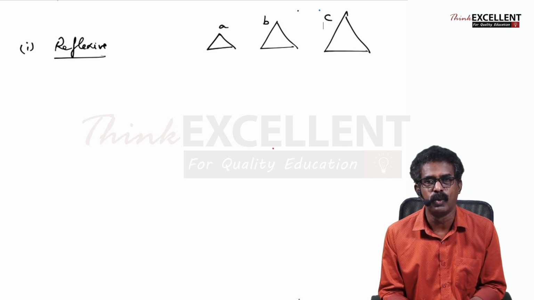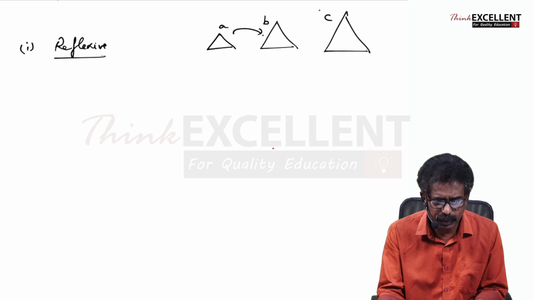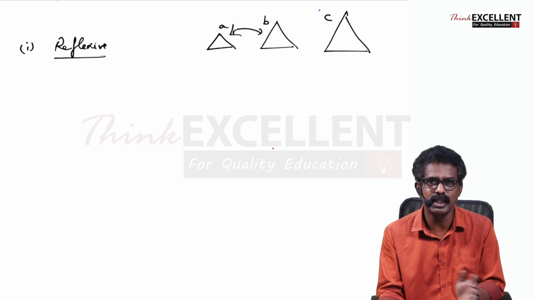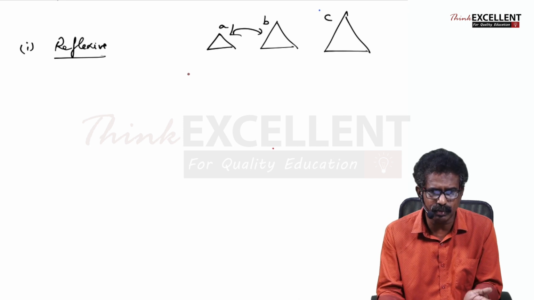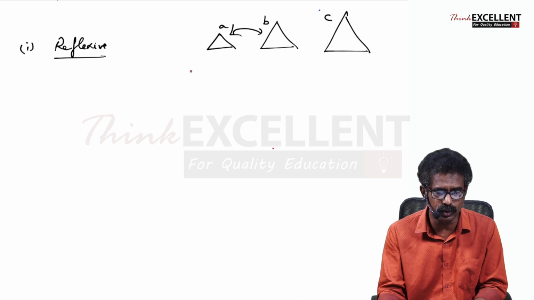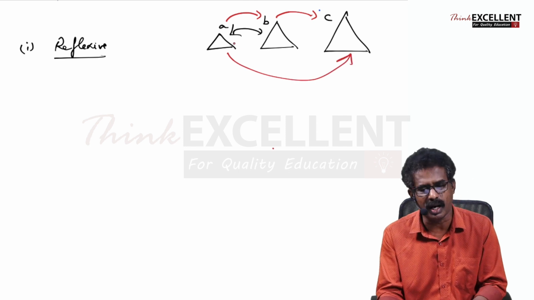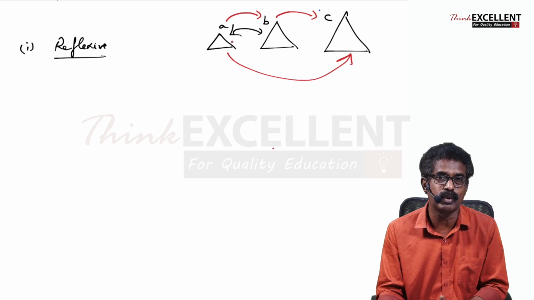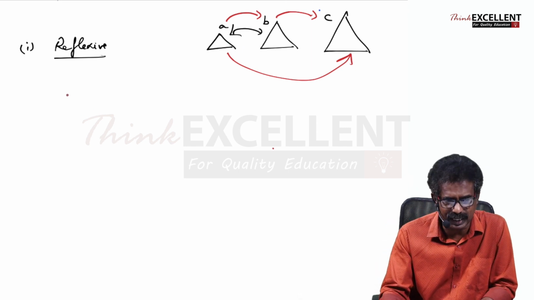So it is reflexive. What about symmetry? A is similar to B, then B is also similar to A, no? Same shape only. Or B is similar to C, C is similar to B; A is similar to C, C is similar to A. So it satisfies symmetric. What about transitive? A is similar to B and B is similar to C. Can you say A is similar to C? Yes, they are also of the same shape. So all the properties are satisfied. It is an equivalence relation, but now how to write? So we are going to generalize and write.